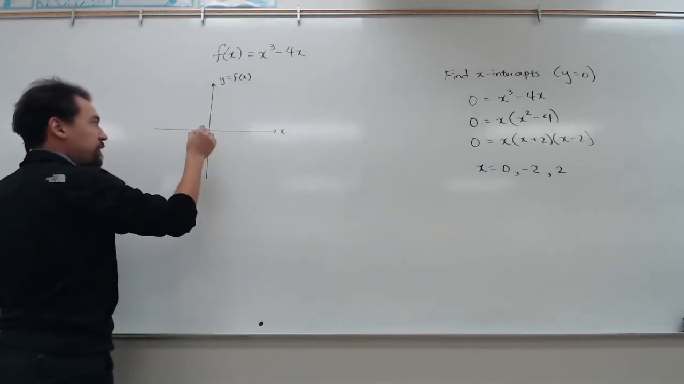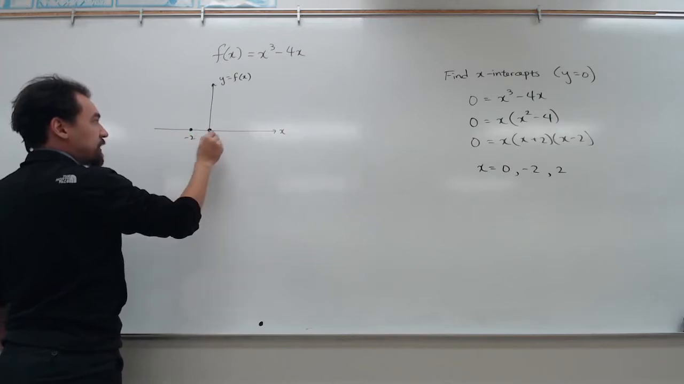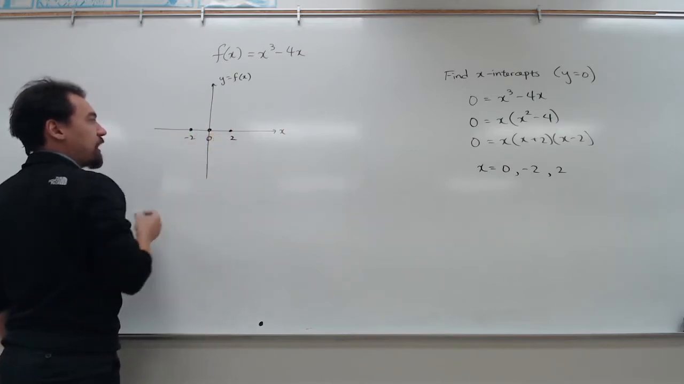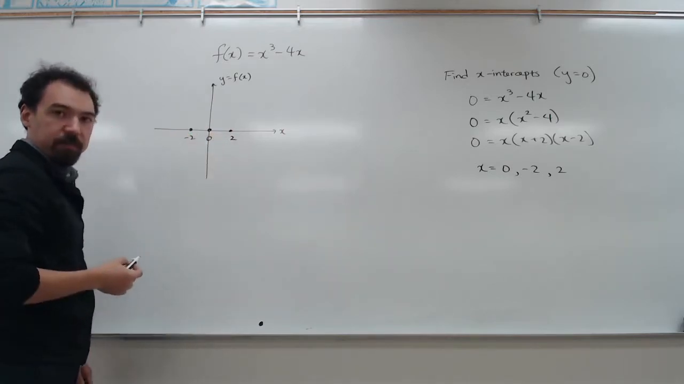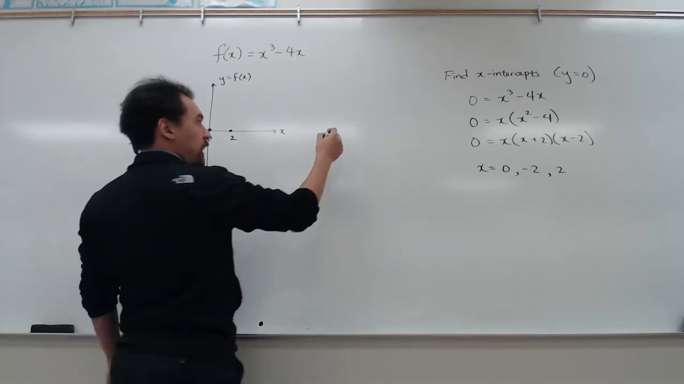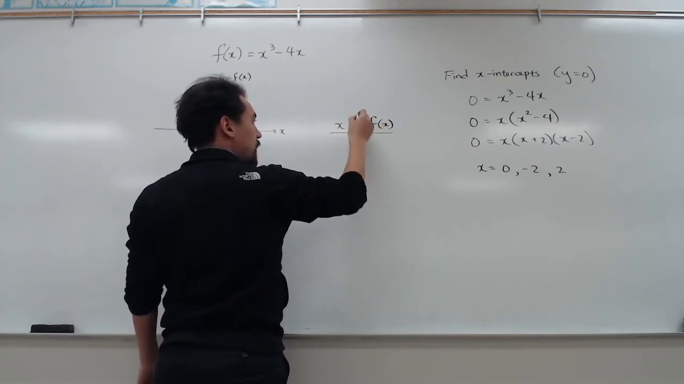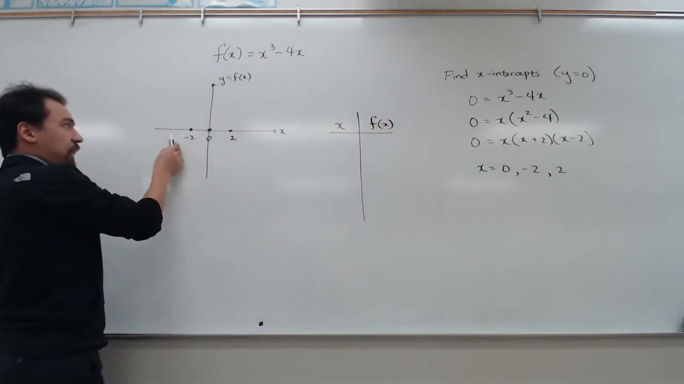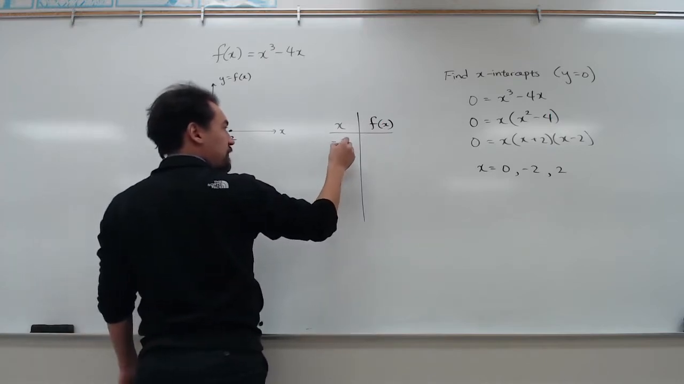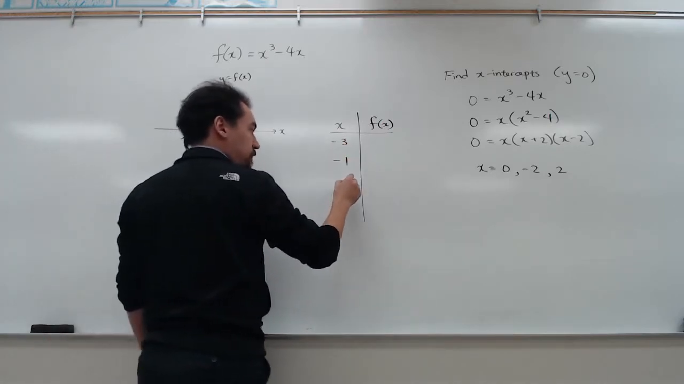We go back to our graph and we're going to mark. X can be 0, x can be negative 2, x can be positive 2. Those are the x-intercepts. And now to get some more information about the shape of the graph, I'm going to make a table. I'm going to plug in values on either side of negative 2. So I'll plug in negative 3 and negative 1. And I'll put in values on either side of 2. So I'll put in 1 and 3.